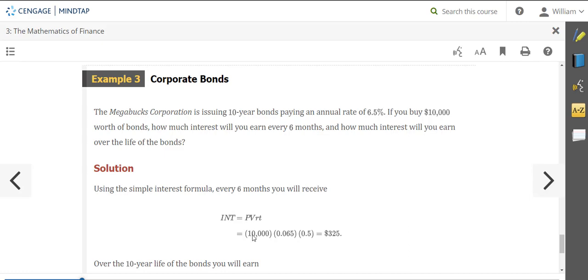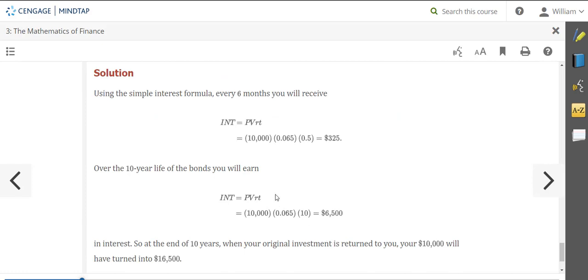So to get the interest, 10,000 times the interest rate times a half a year, you're going to get $325 per half year. And to get the interest over the lifetime of the bond, or the 10-year life of the bond, it's going to be the 10,000 times the interest rate times 10 years, which is 6,500. So if you paid 10,000, your 10,000 will have turned into 16,500 at the end of 10 years.